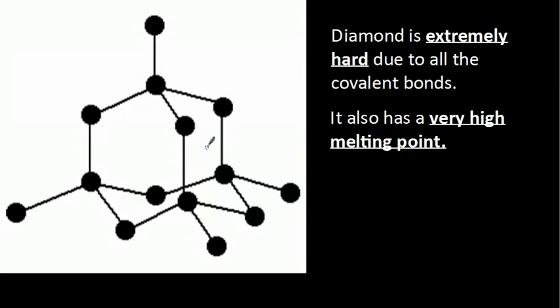So we're starting to see here that this is the structure of diamond. The thing is, this is only a very, very small sample of diamond. In fact, there are millions, if not billions, of atoms within a diamond that you might find in a ring, for example. But I just don't have room to draw them all on here.